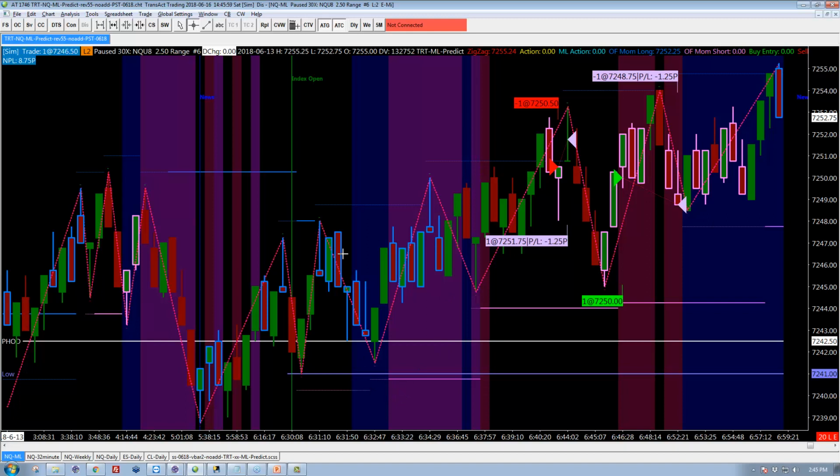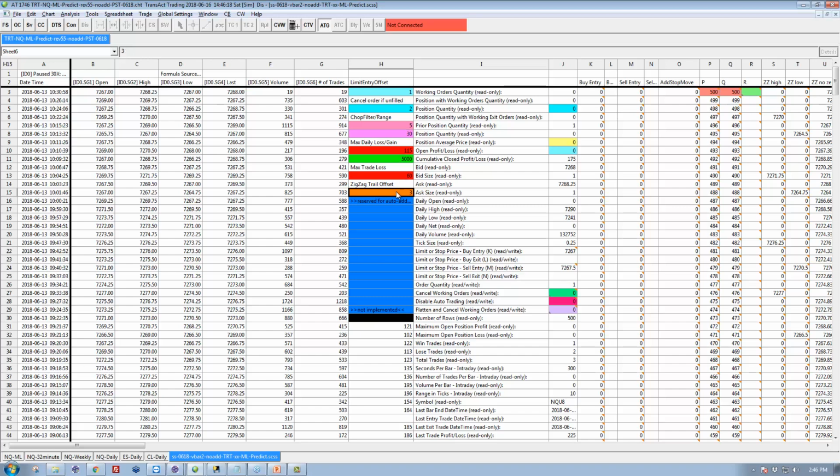Now a question is, well, the level is set right there, so why is the line drawn there? Because we need to specify how far away I want to be from that level. That's in the spreadsheet, and it's this number right here: zigzag trail offset. So the system will automatically trail to whatever the pullback point is minus that number.